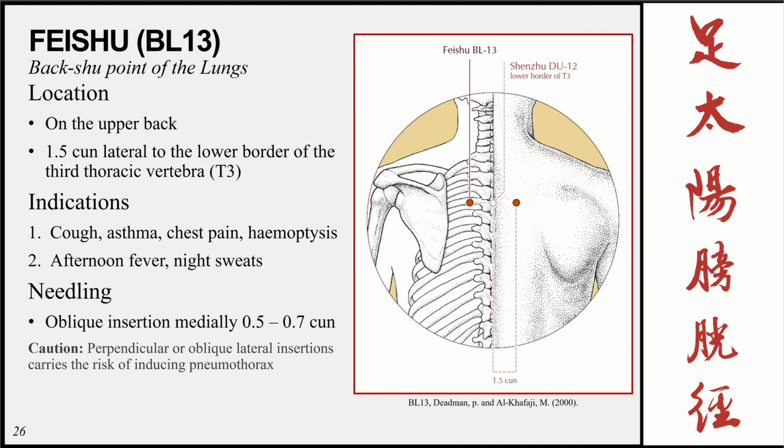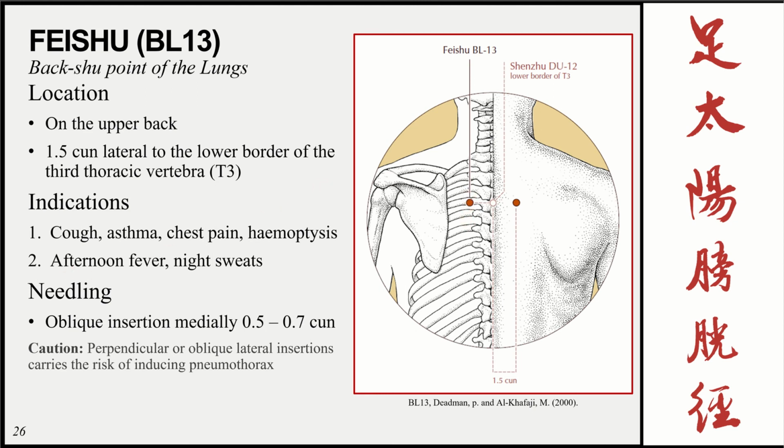Fei Shu, bladder 13. This is the first back shu point. It's the back shu point of the lungs. And this point is located on the upper back, 1.5 tun lateral to the lower border of the third thoracic vertebra. So we keep counting down. We've done T1, T2, now we're at T3. Lower border, 1.5 tun lateral, and that's the point.